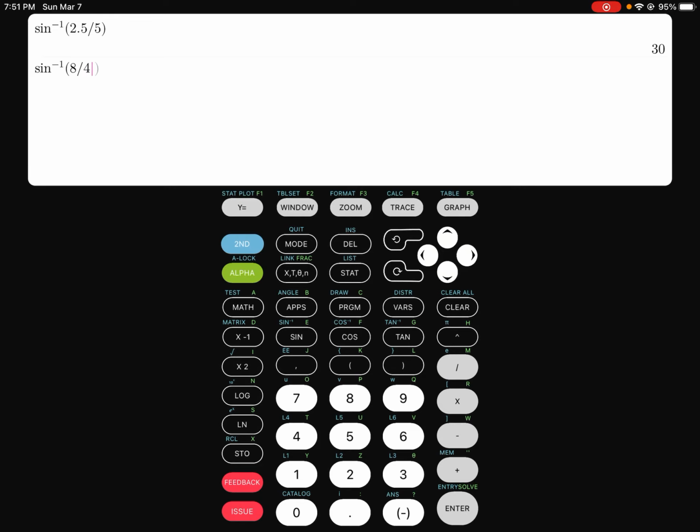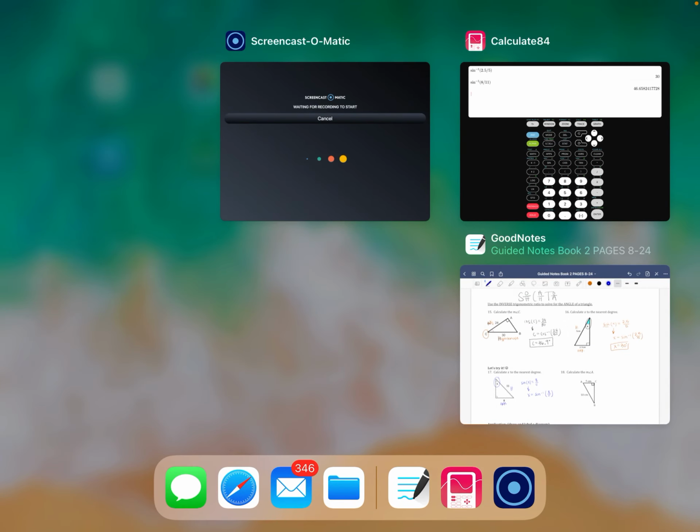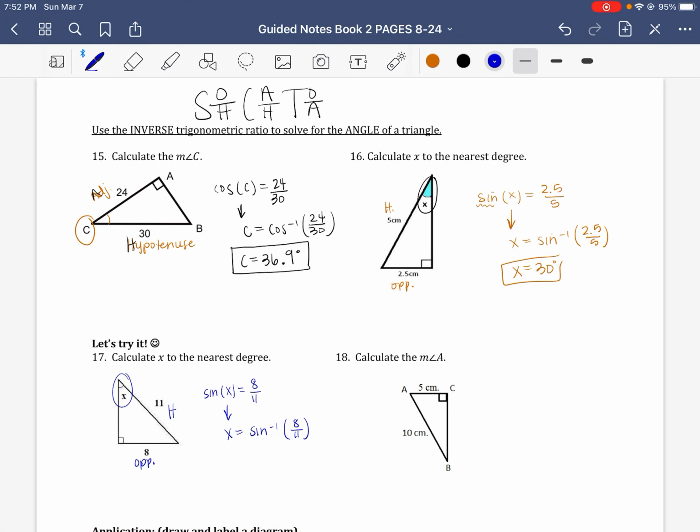Oh, that's a 4. Oh dear. Unfortunate. So 46.7 degrees. We'll put that in here, although it said to the nearest degree, so we probably should go all the way to 47 degrees.